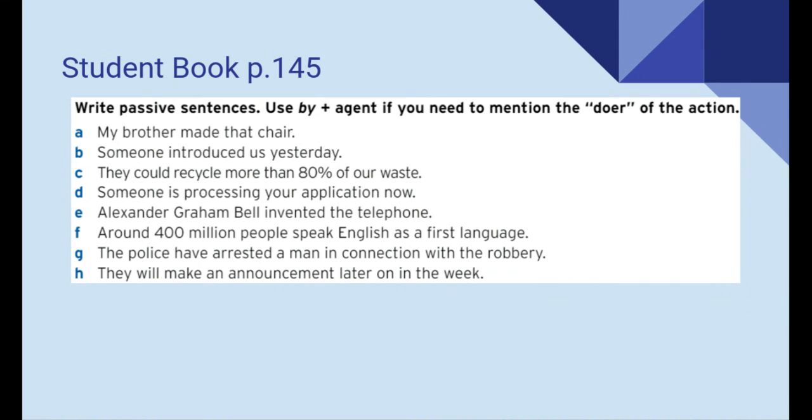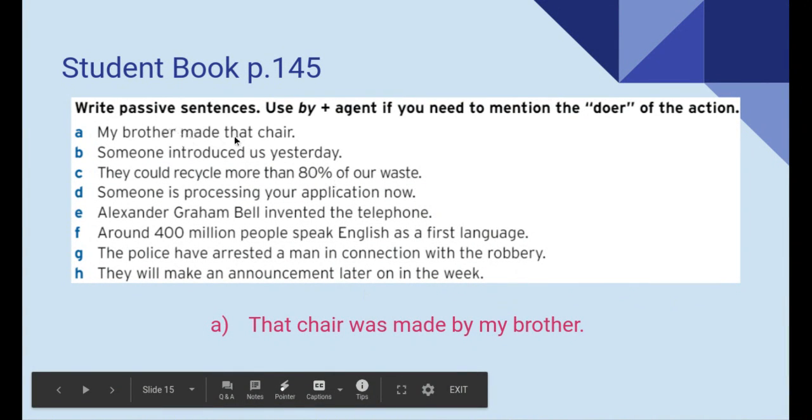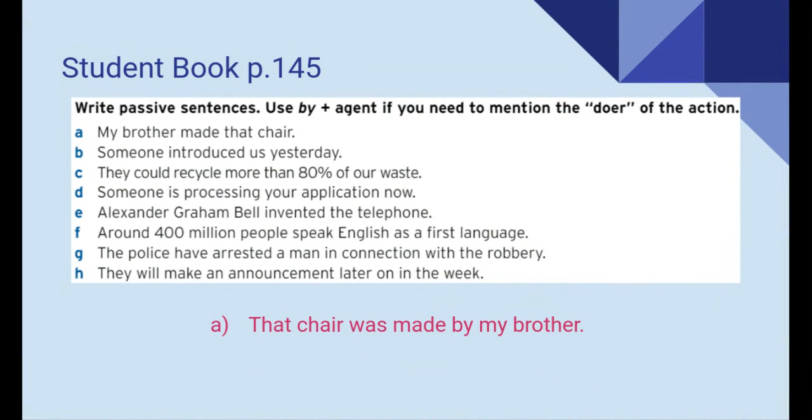For example, my brother made that chair. In this case, my brother could be a little important because he's the one who did the action. We should write: that chair was made by my brother. If you see, since this is in past, I am using verb to be in past, was, and the participle, made, by my brother, the person who did it. Pause the video to work on this, please.